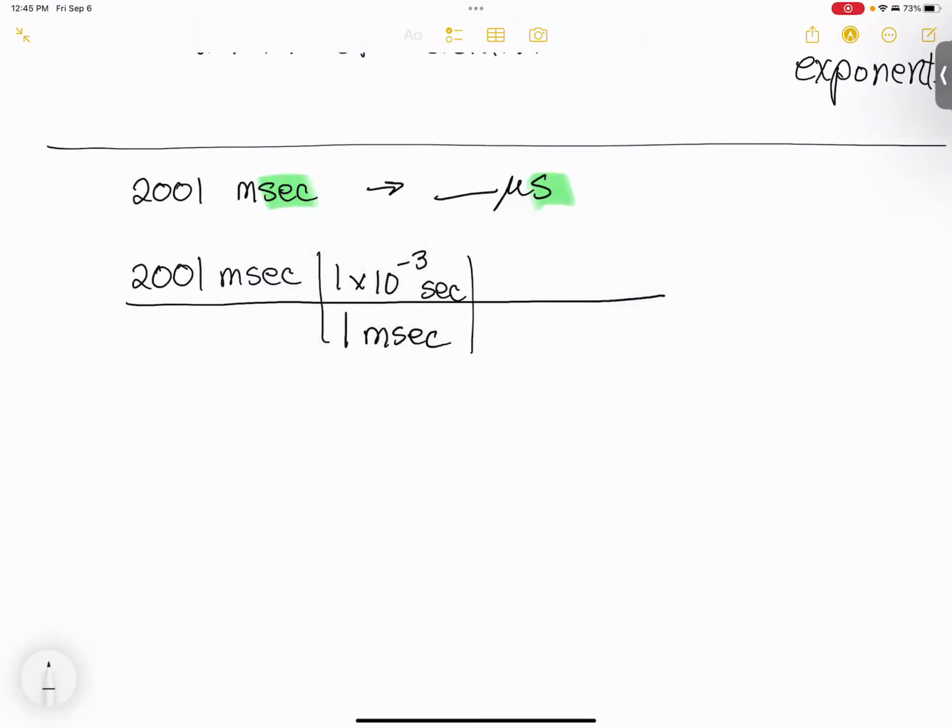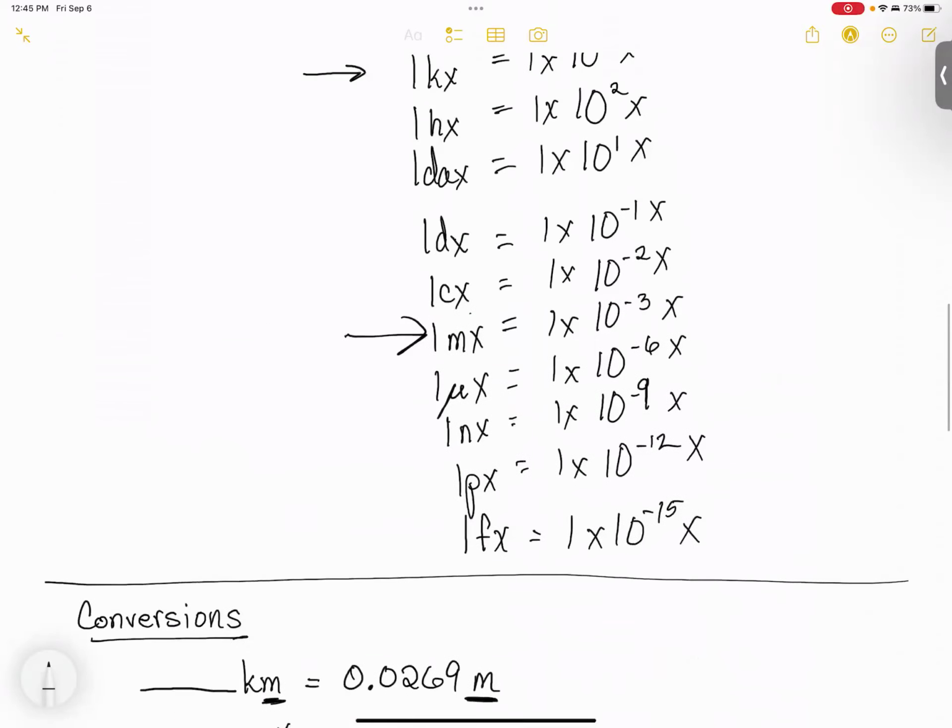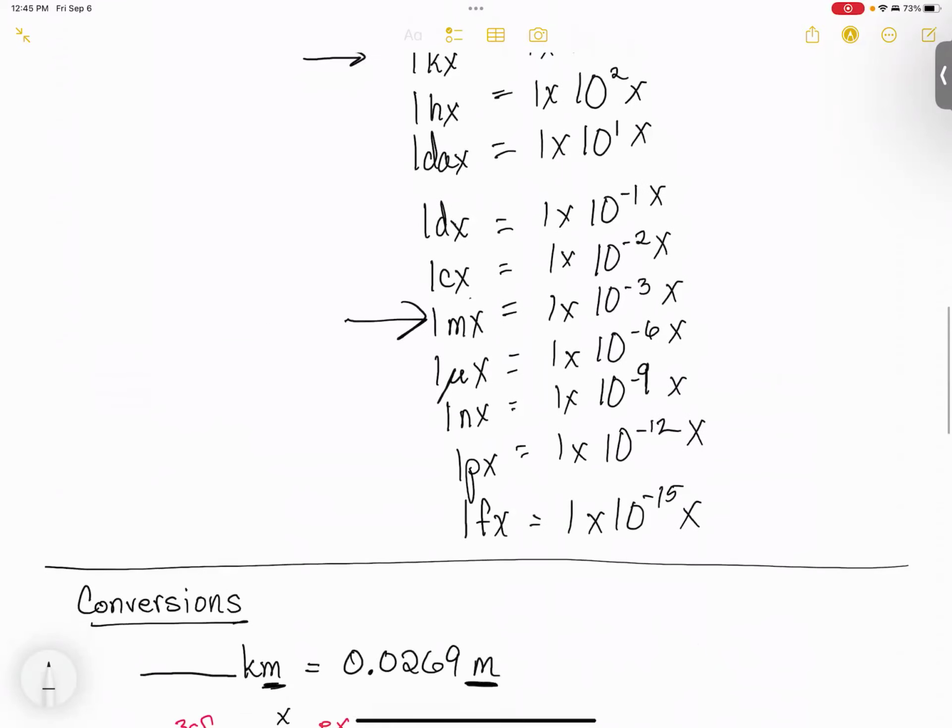Because all I care about when I'm putting it in is, number one, I am sticking to this equality up here. I didn't change what was on either side of the equality. All I care about is that I originally started with milli and it has to go away. So I had to have it in the denominator.